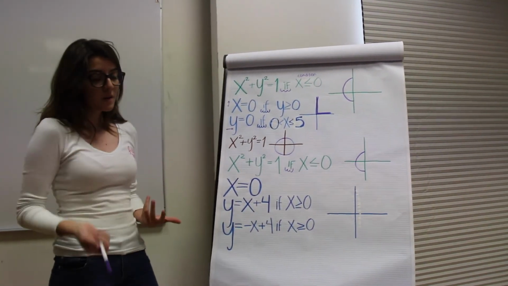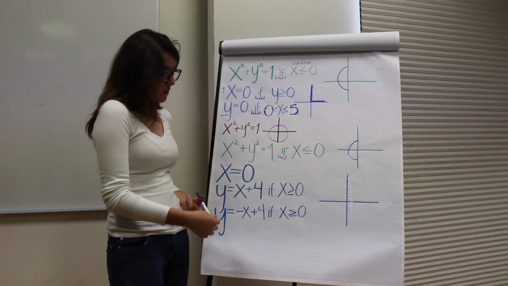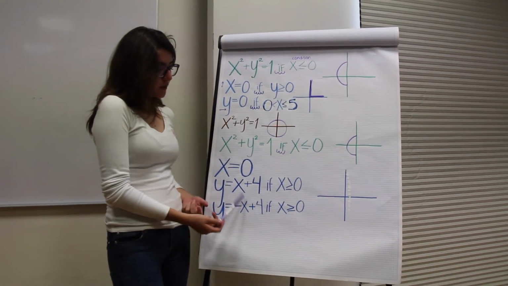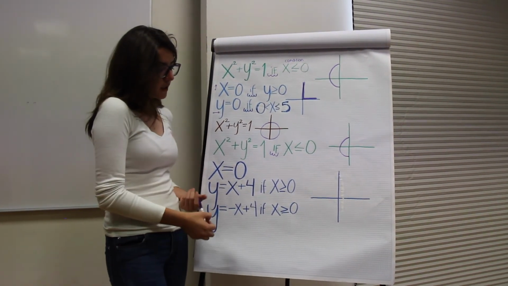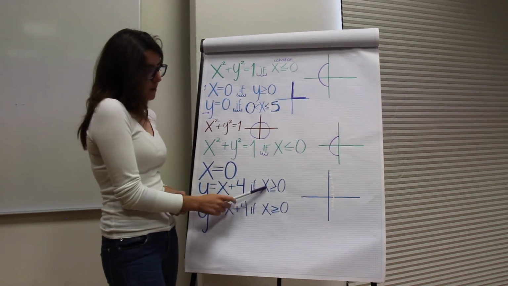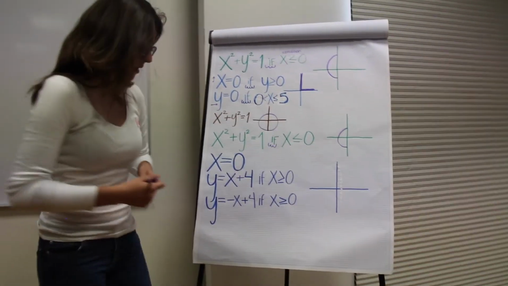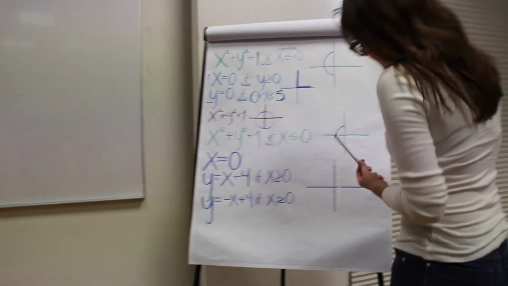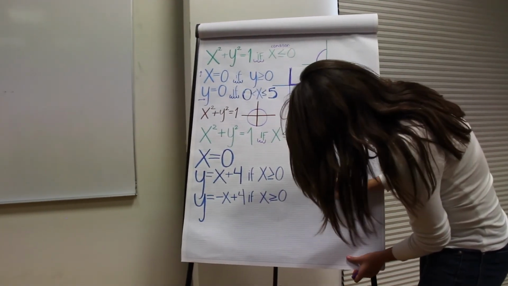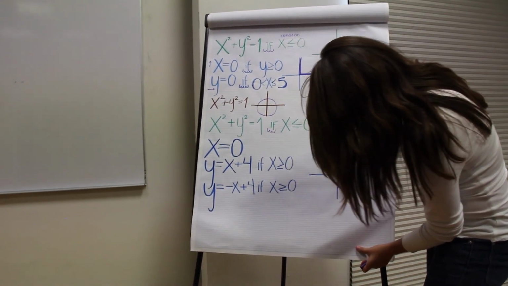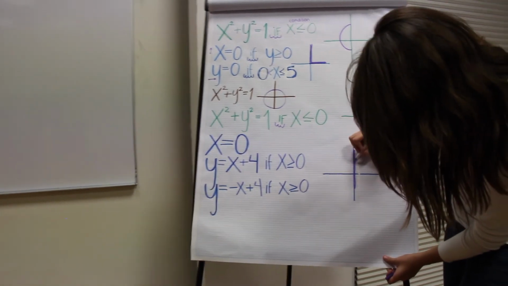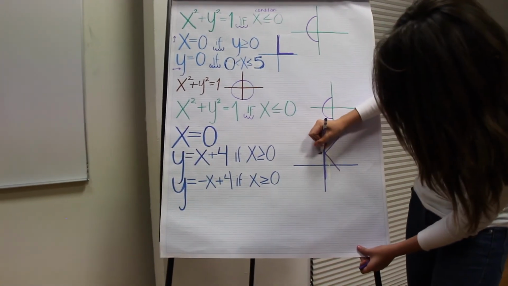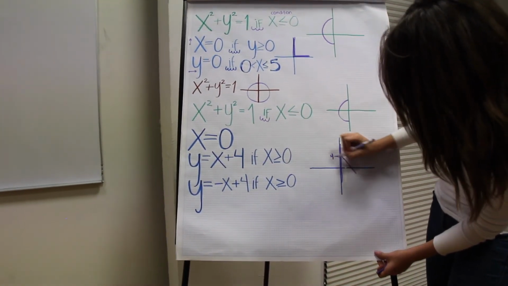And now we have another line, which is y equals minus x plus 4. And the condition is that x as well should be bigger than or equal to 0. So we will have a line, and both of them would be.